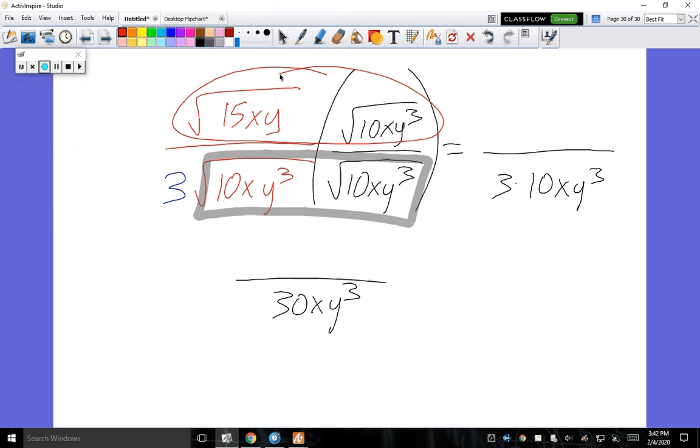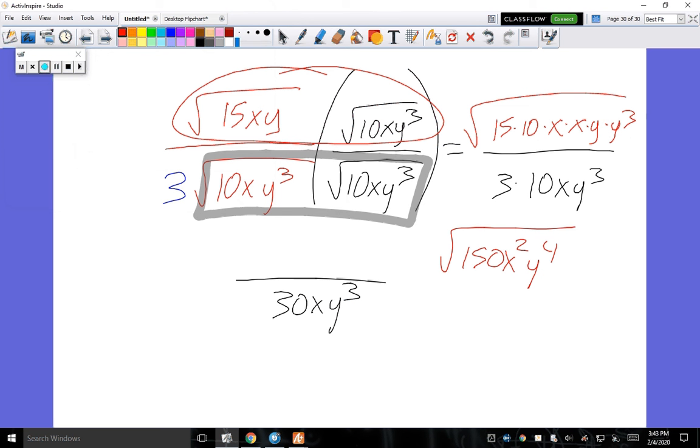This is the same as putting it all underneath the same house with 15 times 10 times x. You see what I'm doing? Times y times y cubed. We just go ahead and simplify that instead of writing 15 times 10 times x times y cubed. We just go ahead and simplify that right away. Simplify it to what? 150x squared y to the 4th. Okay, so 150 x squared y to the 4th.